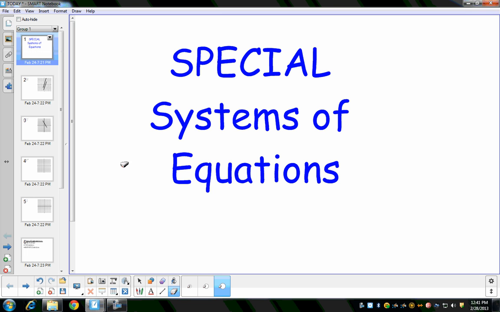Alright, I'm going to talk to you about special systems of equations. Previously, when we've talked about systems of equations, we've talked about how, when we graph them, their solution is where the two lines in the system cross or touch. Well, I'm going to give you some examples of special systems where the lines may not necessarily cross or touch, or other possibilities of what may happen, I should say.